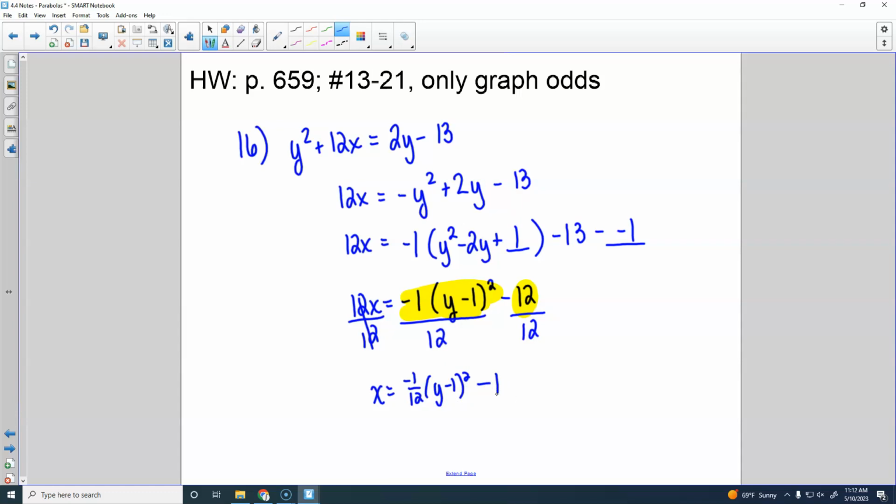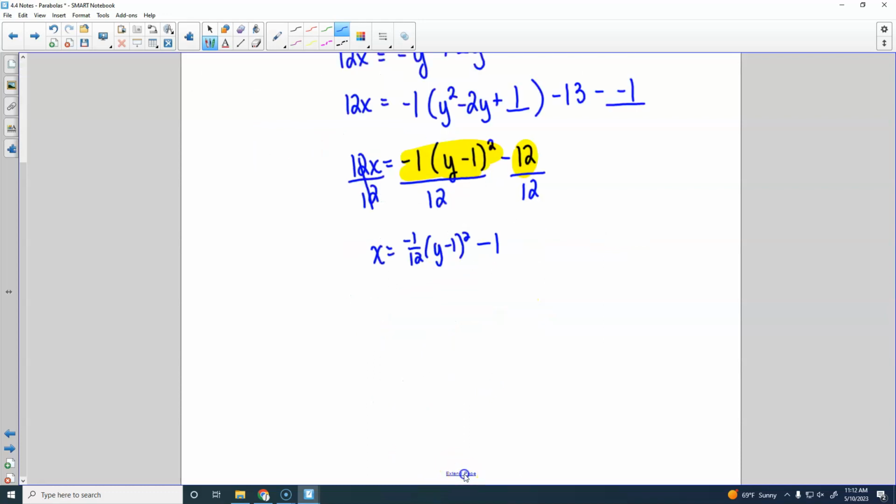If you wait on that 12 to the very end, it is easier to deal with than if you do it at the beginning, because you're going to have 1/12 and you're going to be trying to factor that out and complete the square. It'll just be a little bit easier to do it this way. Everybody okay here? All right.